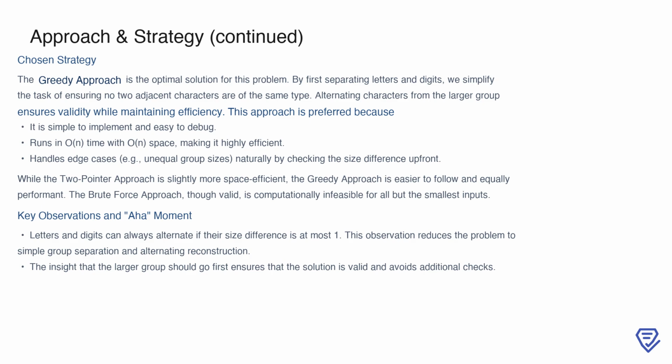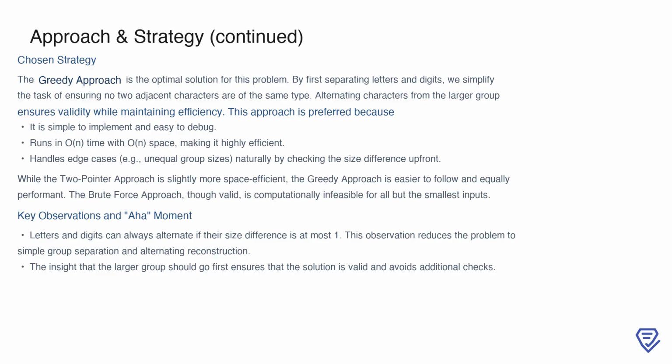With a time complexity of O(n) and a space complexity of O(n), it is highly performant and handles edge cases, such as unequal group sizes, naturally by checking the size difference at the start. While the two-pointer approach is slightly more space efficient, the greedy method is easier to understand and implement without any significant trade-offs in performance. The brute force approach, though valid, is computationally infeasible for all but the smallest inputs.